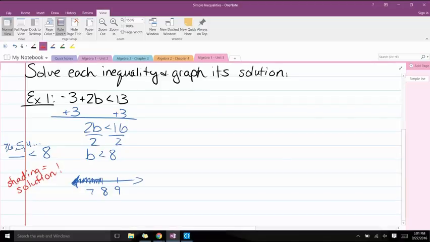Now, 8 I called a border number earlier. So every time we have one of these, we're going to put a circle there and we have to decide if it's open or closed. Let me do this again.